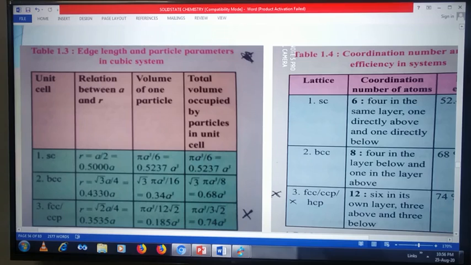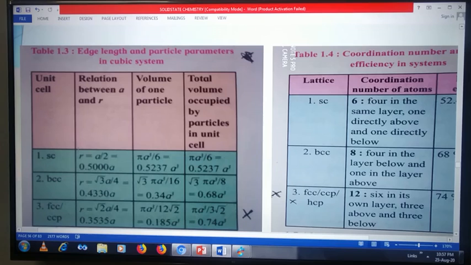As we observe the BCC type of crystal, here we always calculate the total volume occupied by the particles in that unit cell. For the BCC, we know the number of particles is what? That is, there are two particles in BCC. So here we put in the number of particles, 2. So 2 upon 16 is nothing but 8. So root 3 pi a cube upon 8. Again we calculate this and we get 0.68 a cube. So here we put in the value of the edge length and we get the total volume occupied by the particles in that unit cell.